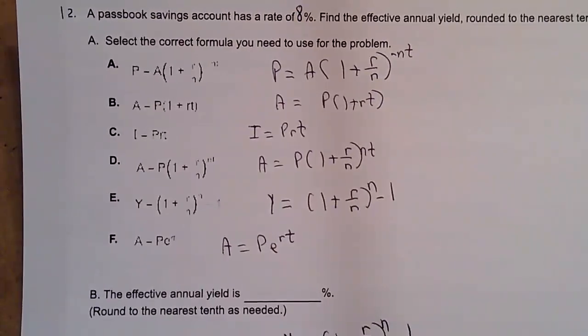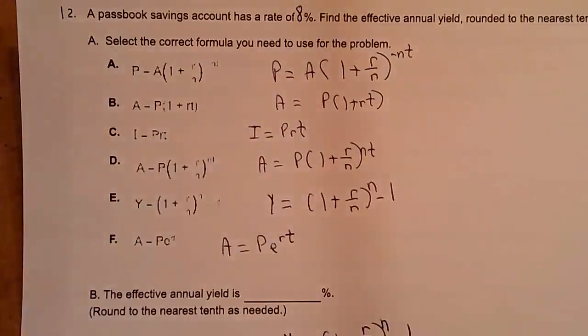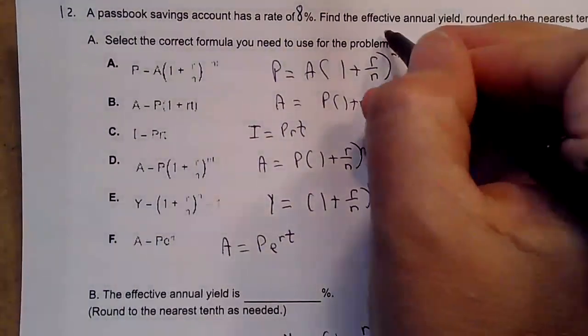Some of the problems on your tests are going to have a list of formulas, but not all of them are. Some will have a list of formulas for you to choose from, but not all of them, and that's why you're allowed a sheet as well. So here they want you to choose, and the keyword here is effective annual yield.